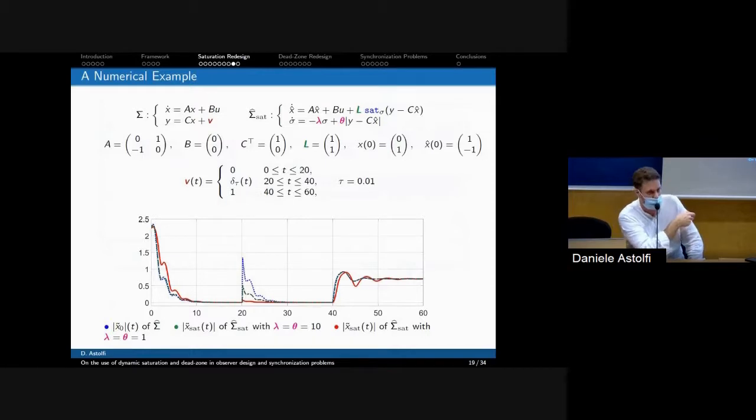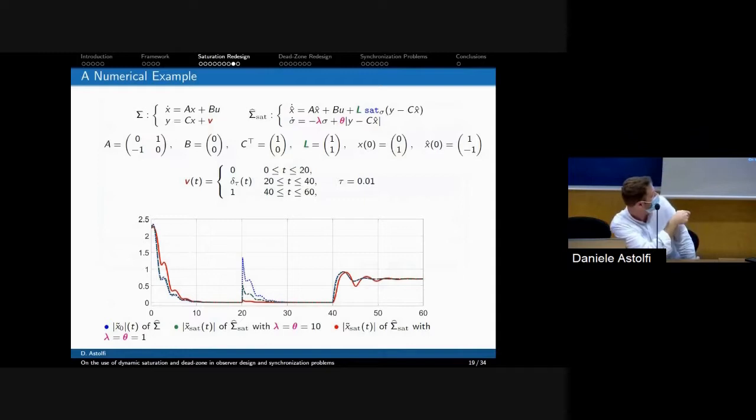We make a Luenberger observer. We applied our technique, and now we look at the effect of the perturbation. Between 0 and 20, there is no perturbation. Then at time 20, we apply a Dirac delta. And then from 40 seconds, we apply the constant noise.